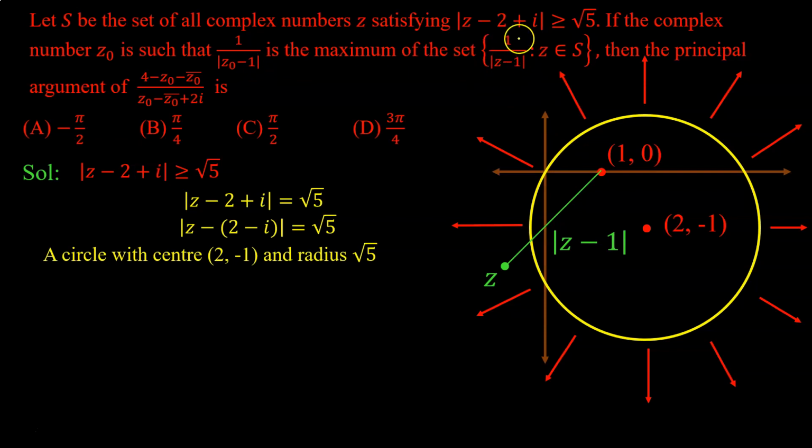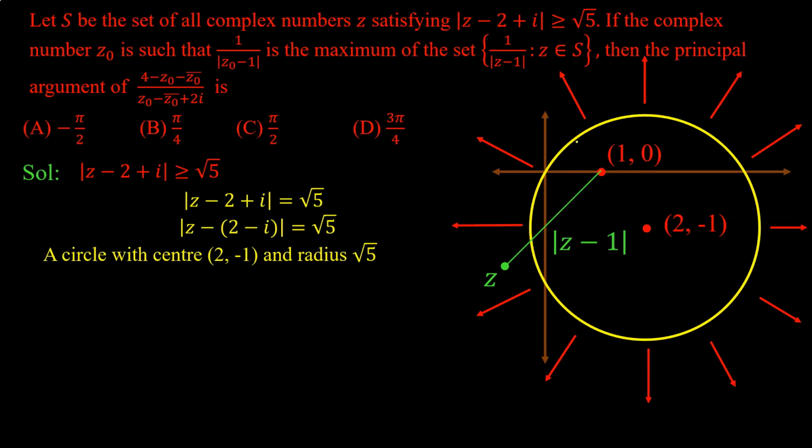If we want this to be maximum, the denominator has to be minimum. That means modulus of z minus 1 has to be minimum. That means the distance between z and the point (1, 0) has to be minimum, where z lies either on the circle or outside the circle. Now from the diagram we can clearly see that modulus of z minus 1 will be minimum when the point is closest to (1, 0), that is somewhere over here, isn't it?